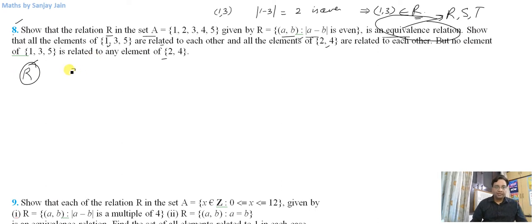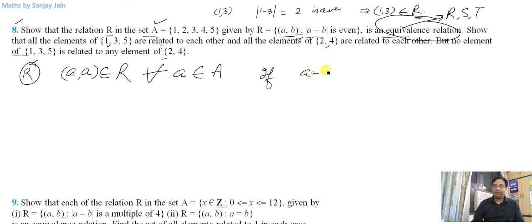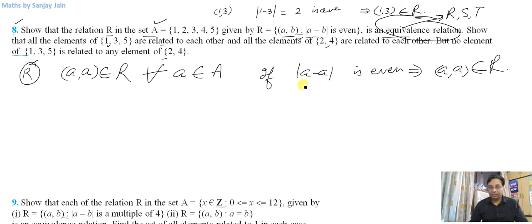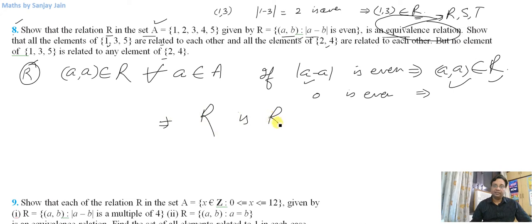Can I say (a, a) belongs to this relation R for all a belonging to this set A? I'll be able to say that if |a - a| is even, then (a, a) belongs to this relation R. So let me check. a minus a is 0, 0 is even. So yes, this belongs to this relation R. Hence, I can say this relation R is reflexive.